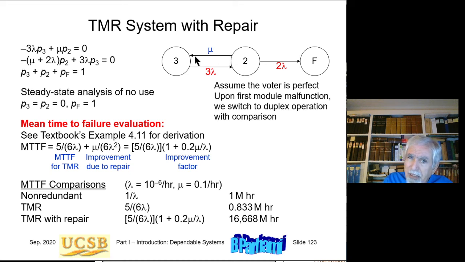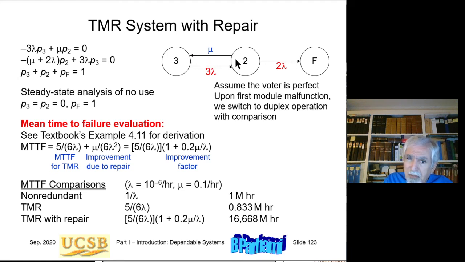But if you have repair so that one failed module can be brought back into service, the lifetime of the system, expected life, will increase. Because if the system is in state 2 and you don't have this repair, eventually it will go into the fail state. When one of these 2 fails, the rate being 2 lambda. But if you have this repair and repair rate is much higher than this failure rate, very likely you bring back the system into full functionality before this occurs.